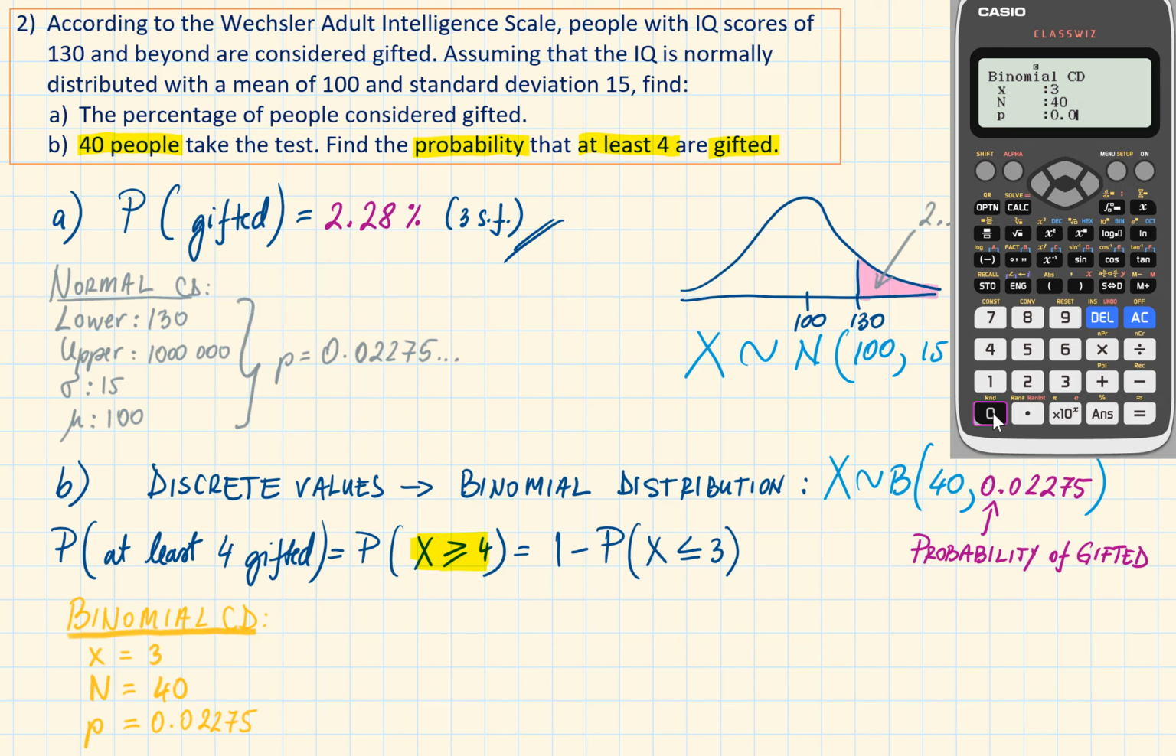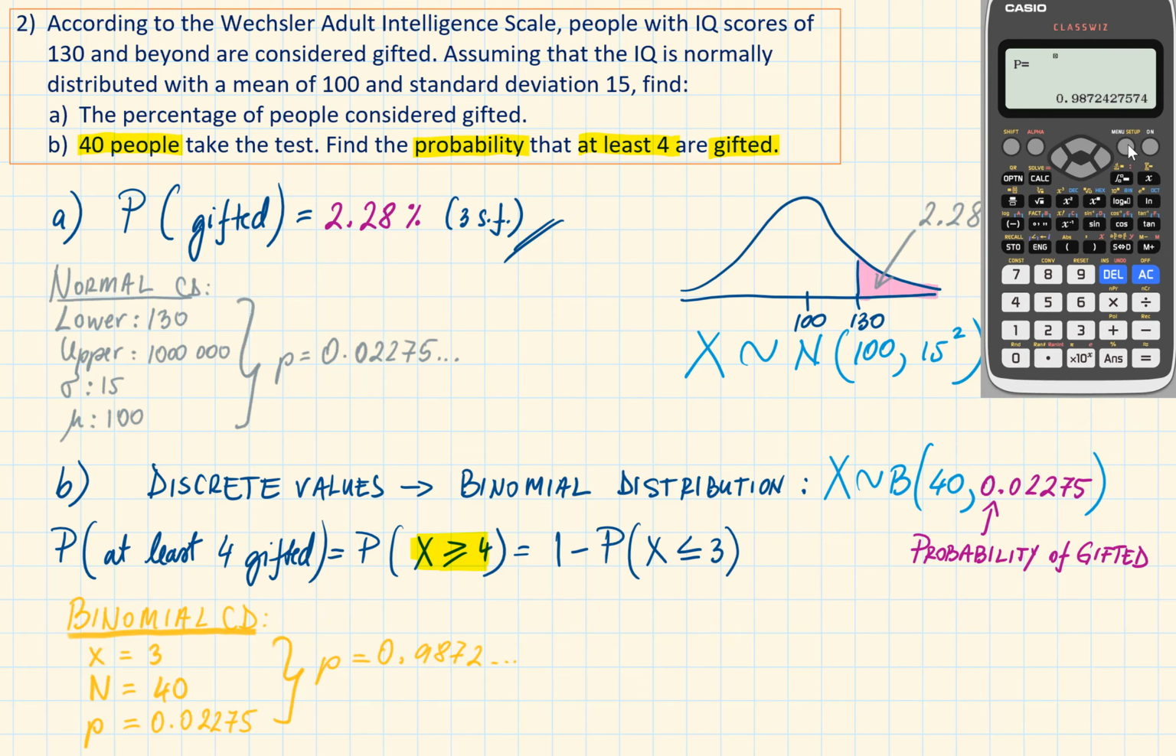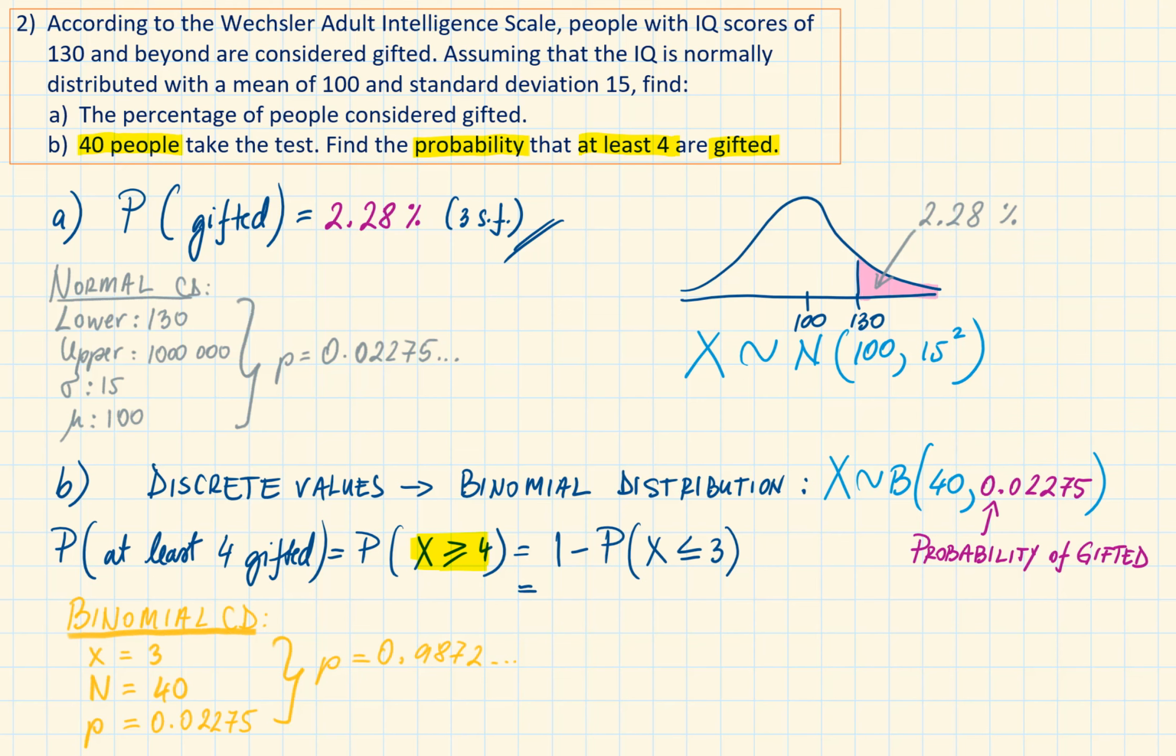For x, we write 3, for capital N, we write 40, and for the probability, we write in the probability, which is 0.02275. Press equal, and this will give us the probability of x being less than or equal to 3, which is 0.9872 and so on. To continue our question, we have 1 minus 0.9872 equals 0.0128 to 3 significant figures.